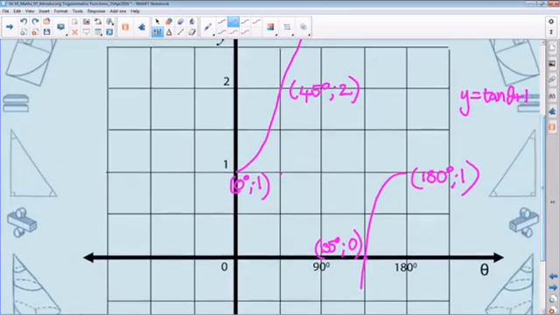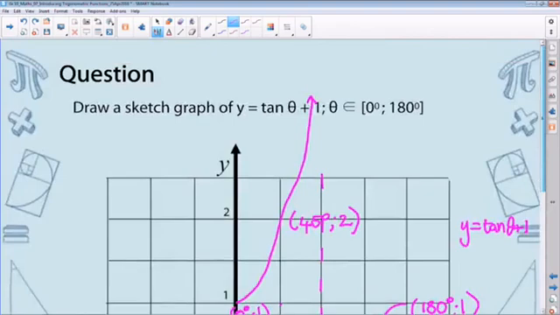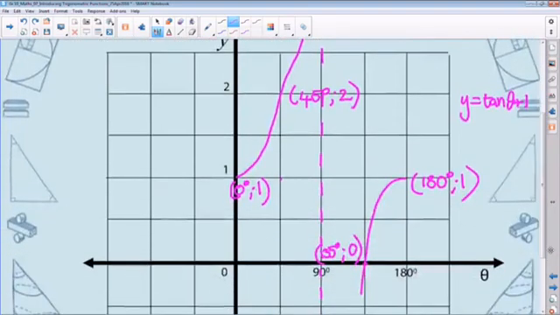Are our asymptotes still in the same place? Yes, they are. Now, we were only asked to draw the function between 0 and 180 degrees. And look, there's the question over there. It says theta has a domain of between 0 and 180 degrees. And that's how we know to stop at 180 degrees.